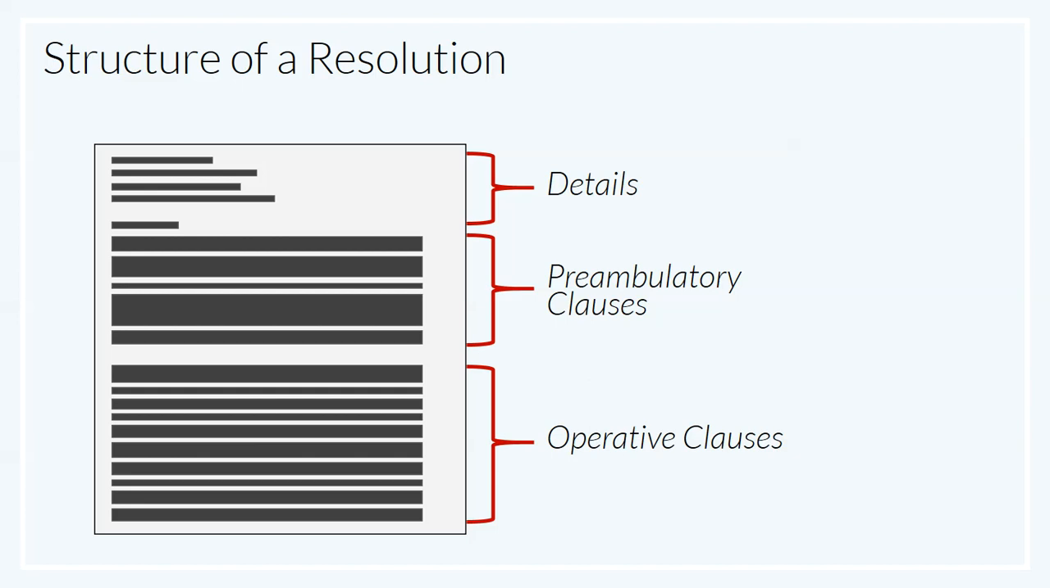Once again, preambulatory clauses are much more philosophical, much more about principles, and much more about how the UN feels about a given thing. The operative clauses are much more about what we will do, and that tends to therefore have more legal force.